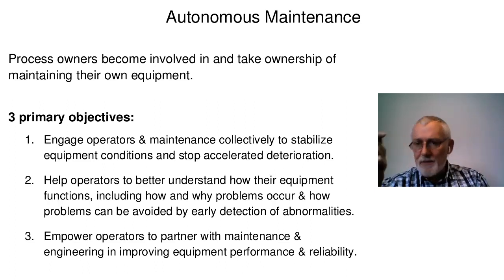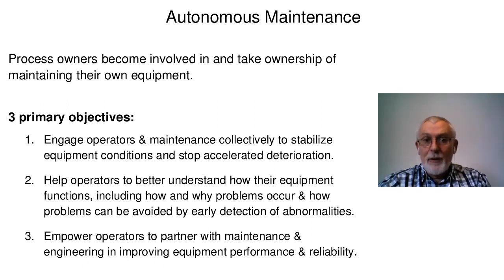So autonomous maintenance is where the actual product builders or the equipment operators become involved in and take primary ownership for the maintenance of their own equipment. And there's three basic objectives that have to be satisfied when we do that. The first one is that operators and maintenance are collaborating together to stop the machines from degrading and to deal on a daily basis with ongoing issues.